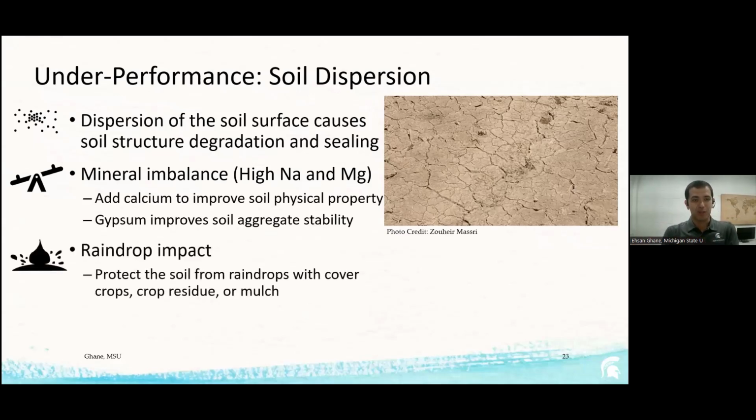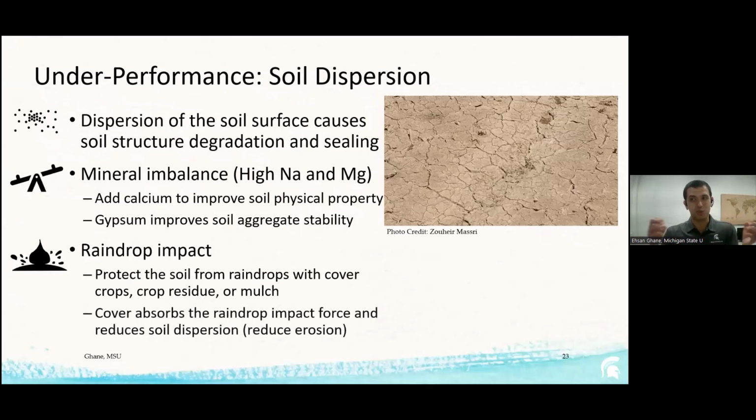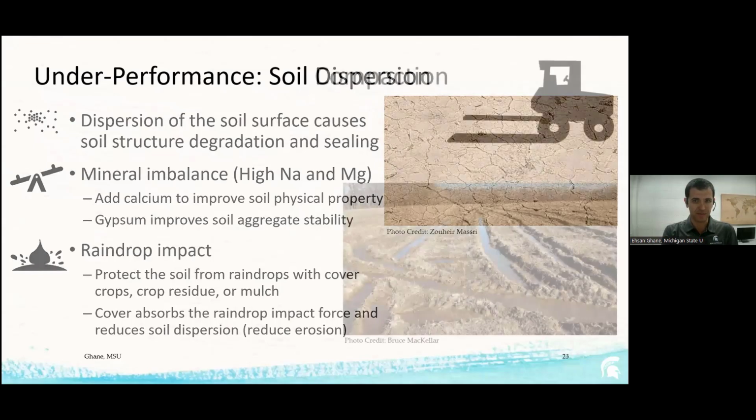And also raindrop impact is another one that creates soil dispersion. You need to protect the soil with cover crops, crop residue, mulch, but there has to be something on that surface, because if it's just bare soil, like in the photo, that raindrop impact, depending on the intensity, would destroy those structures on the surface and create a seal. Because like I mentioned here, cover absorbs the raindrop force and reduces the soil dispersion.